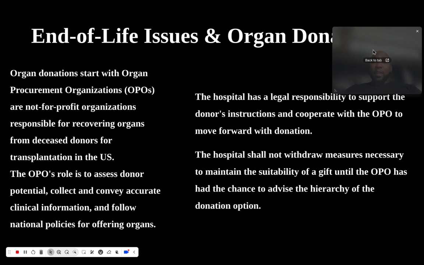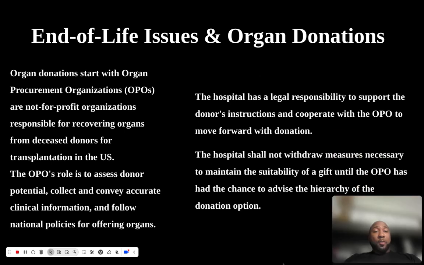End of life issues and organ donations. Organ donation starts with the organ procurement organizations, which are non-profit organizations responsible for recovering organs from deceased donors for transplantation in the United States. The organ procurement organization's role is to assess the donor potential, collect and convey accurate clinical information, and follow national policies for offering those organs to the patients who need them.